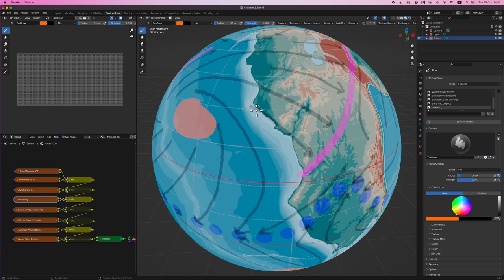So I think basically this whole coast here, all the way down to about there, is going to be subject to summer upwelling. Oh, and sorry, I should say, I have all my summer layers highlighted here. So we're working in summer. Yeah, I think that makes sense.